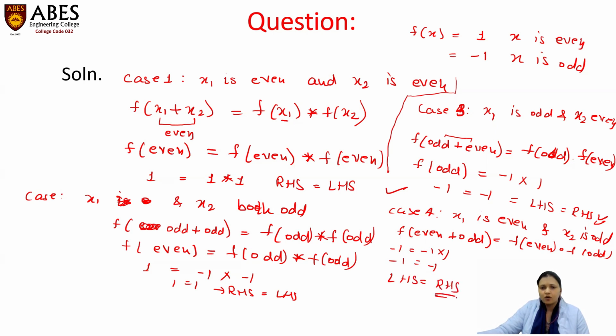So we can see that all the four cases are satisfying the condition of homomorphism. So the two groups, Z plus and G, which is {1, -1} with multiplication, satisfy the condition for group homomorphism. So these two groups are homomorphic groups.